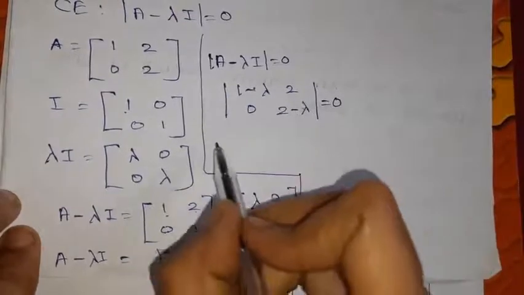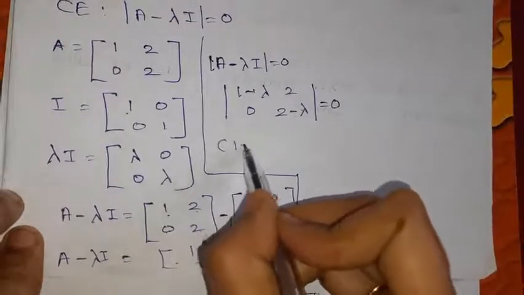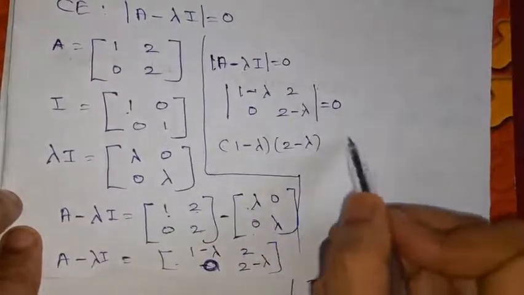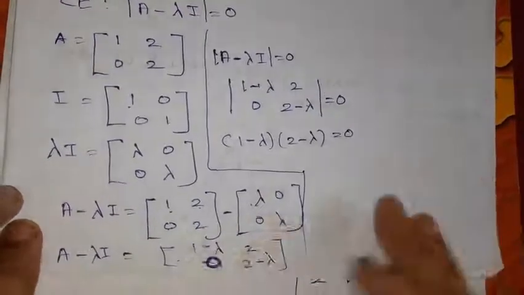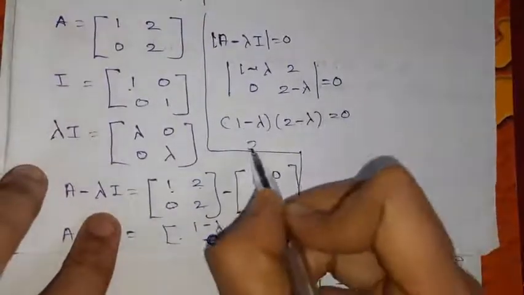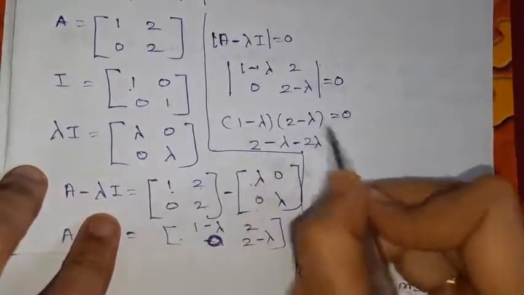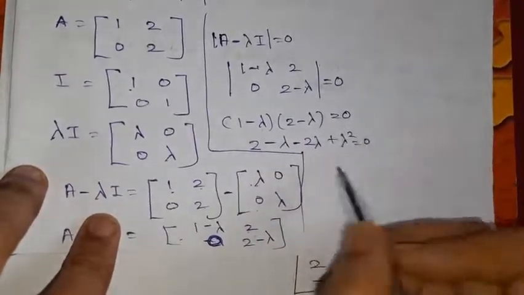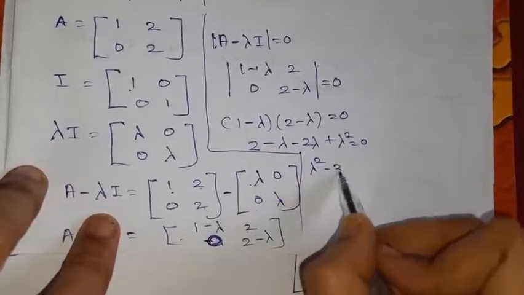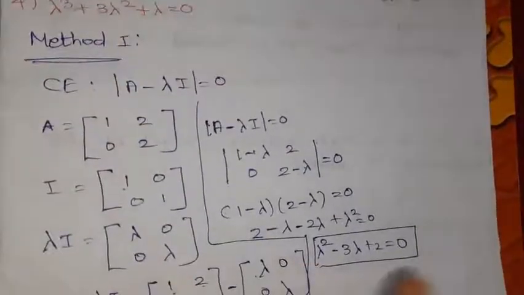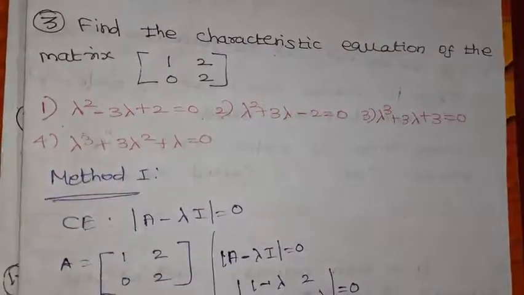So, just cross multiply these two. 1 minus lambda into 2 minus lambda, here 0 minus 0 equals 0, so simply equal to 0. Then multiplying inside, 2 minus lambda minus 2 lambda plus lambda square. What will we get? Lambda square minus 3 lambda plus 2 equal to 0. So, this is the characteristic equation using method 1, the standard procedure. Option 1 is the right option.